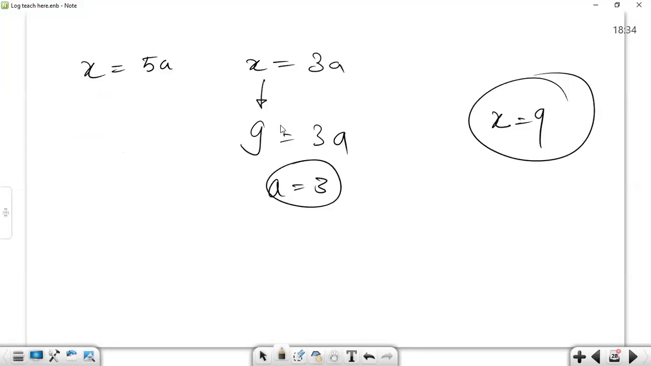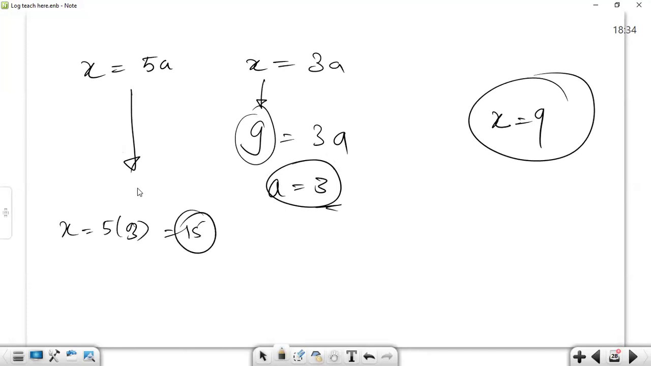So one root is 9. We have found the value of a. Now let's find the other root. X equals 5 into 3, which is 15. So the other root will be 15.